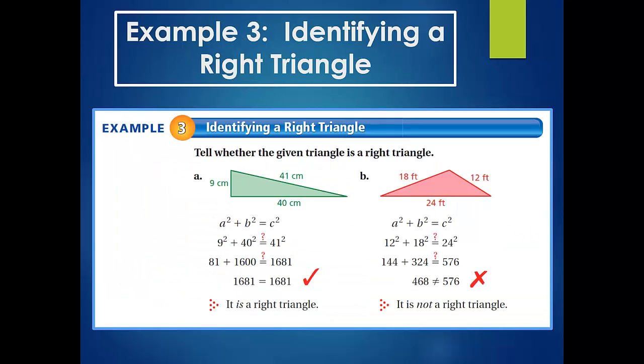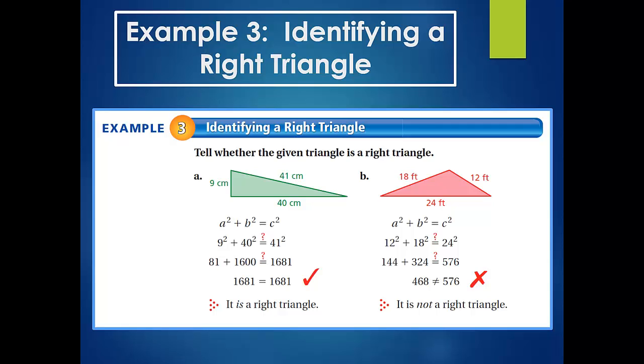For our third example, we're identifying a right triangle. Tell whether the given triangle is a right triangle. So for A, the three lengths that we have are 9 centimeters, 40 centimeters, and 41 centimeters. The longest side is going to be c. So we're going to test this and see if it is a right triangle. So a and b would be 9 and 40. So we can say that a squared plus b squared equals c squared. So we can have 9 squared plus 40 squared is equal to 41 squared.